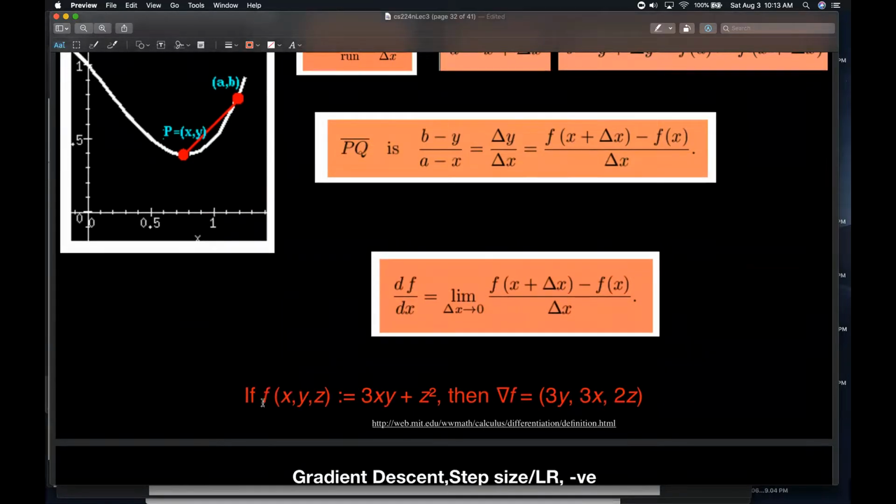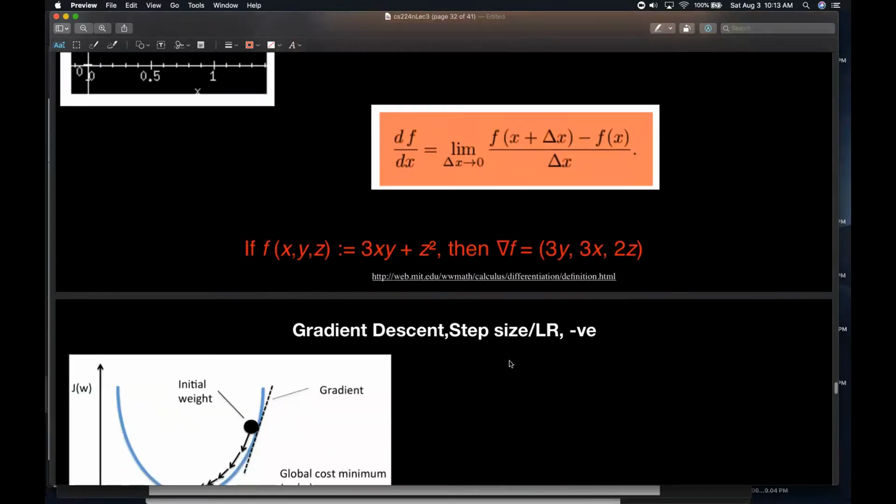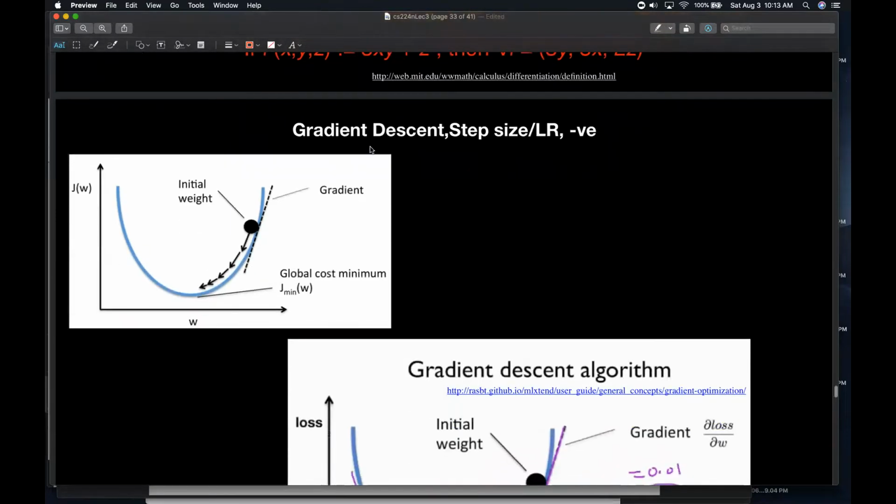So if f of x, y, z is of the form 3xy plus z squared, and you take the gradient of that, there are 3 variables here: x, y, and z. So you basically have to do them in 3 parts. First you differentiate with respect to x, so you get 3y. Next you differentiate with respect to y and you get 3x. Then you differentiate with respect to z, so you get 2z. So that was a quick refresher. Now jumping into gradient descent.